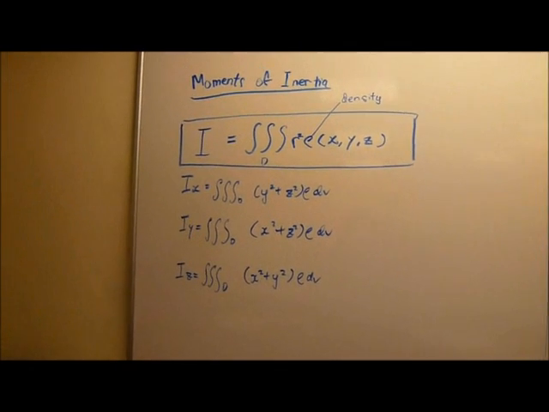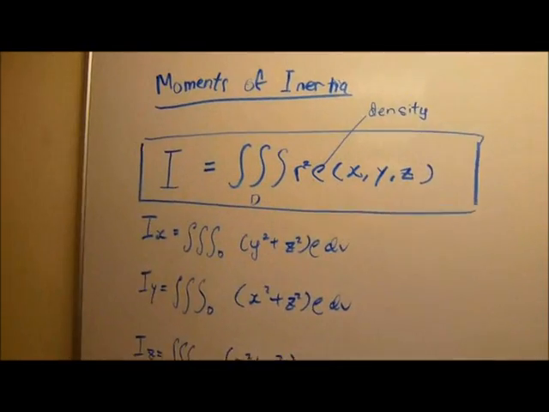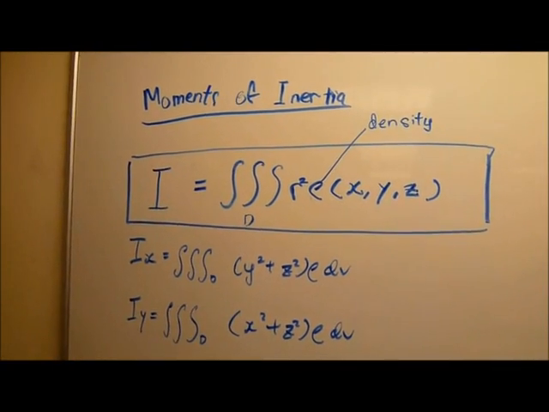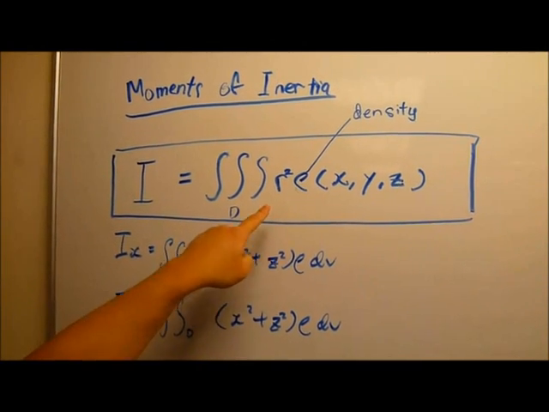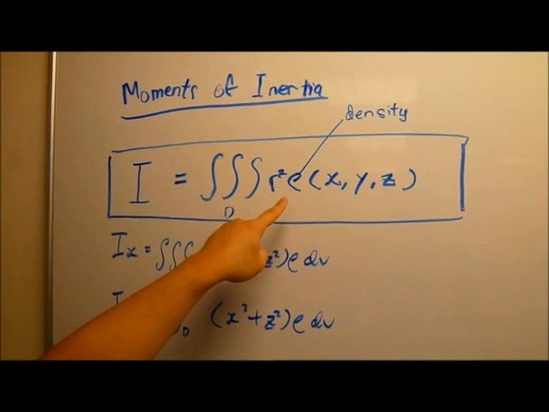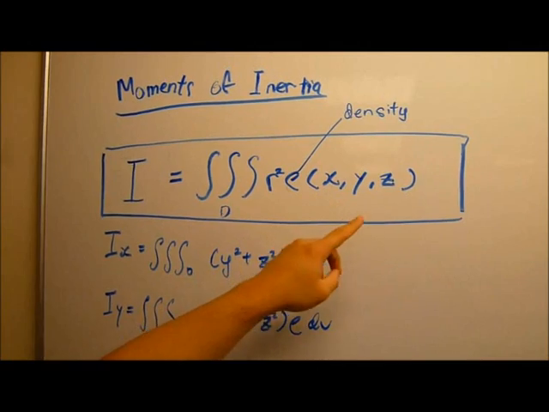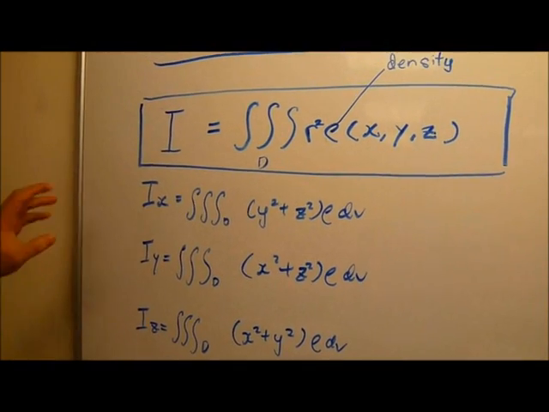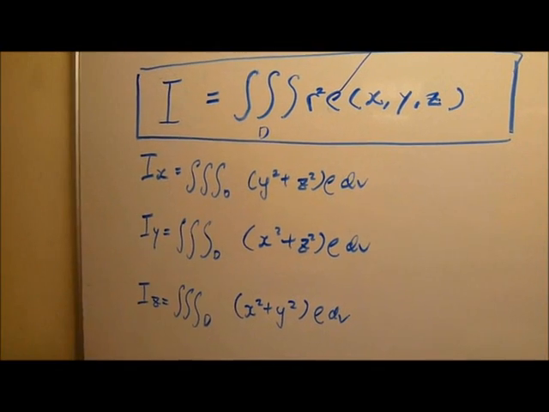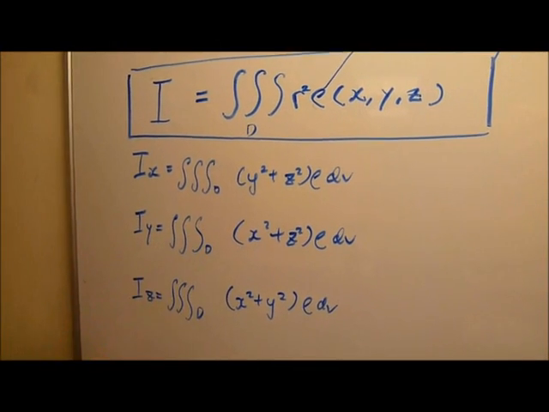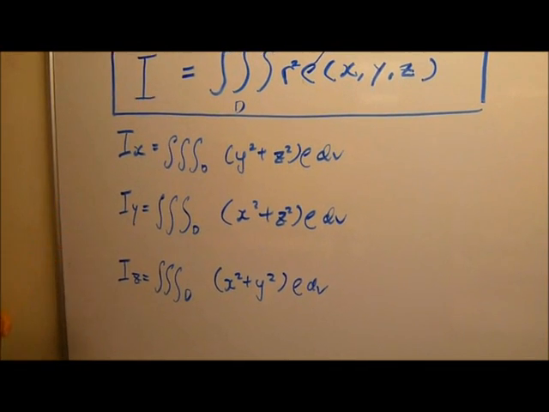Today we are going to find the moments of inertia of a three-dimensional solid. With this formula given, we can find the inertia of a three-dimensional solid by triple integrating r squared times the density function with respect to x, y, and z. So to find the inertia along the x-axis, we triple integrate y squared plus z squared, multiplying the density function and integrating it with respect to x, y, and z.